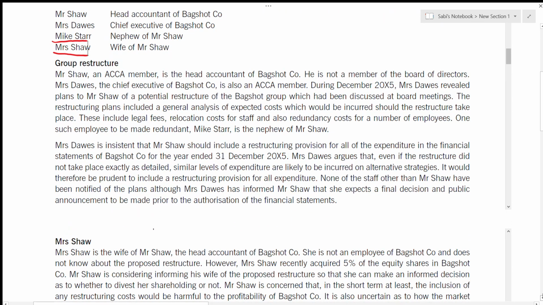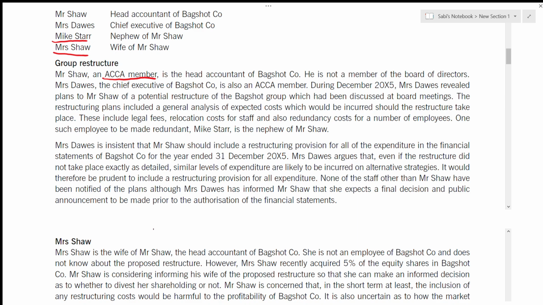So Mr. Shaw, an ACCA member. Who's Mr. Shaw? He's an ACCA member. You need these terms first, because when you're writing about ethics, you need to mention that he's an ACCA member and therefore this. So Mr. Shaw is an ACCA member, is the head accountant of Backshot Company. He's not a member of the board of directors.